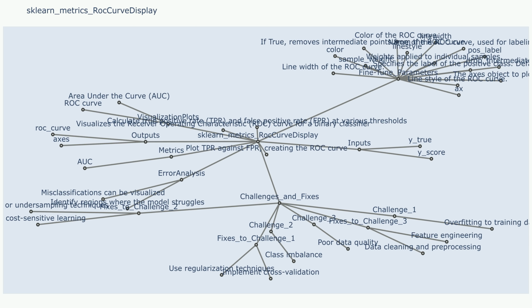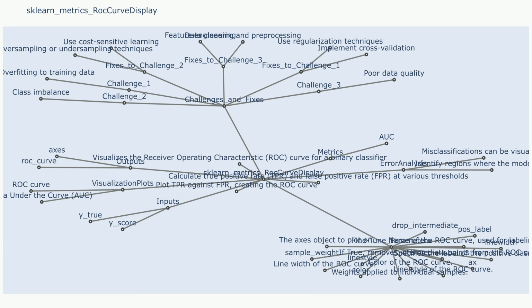sklearn.metrics.RocCurveDisplay. Description: the RocCurveDisplay class in scikit-learn provides a convenient way to visualize the receiver operating characteristic (ROC) curve, which is a fundamental tool for evaluating binary classifiers. Inputs: y_true. This is the true label vector, representing the actual class labels for the data points. It should be a 1D array of binary values 0 or 1, or string labels.